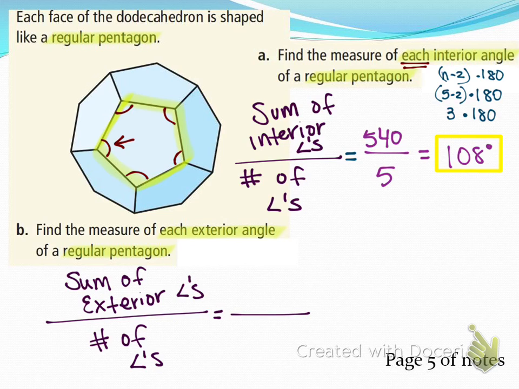So what is the sum of the outside angles of any shape? 360. There's no math involved. There's 360 degrees when you combine all the exterior angles, and then divide it evenly between the number of angles in a pentagon. So still dividing by 5. What is the measure of each outside angle? Should be 72.